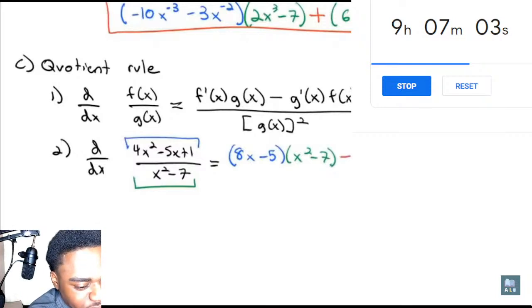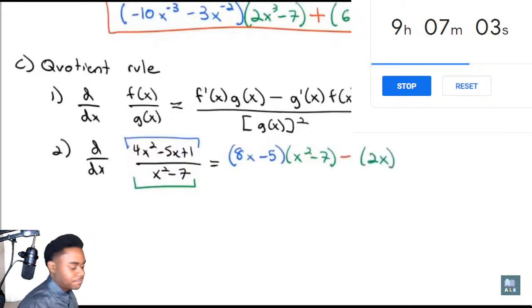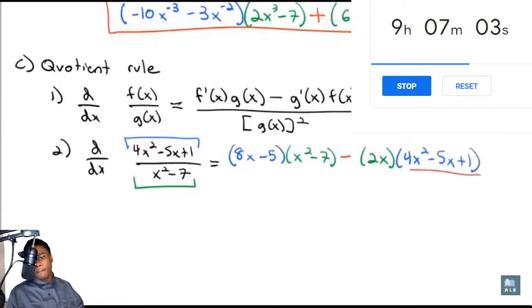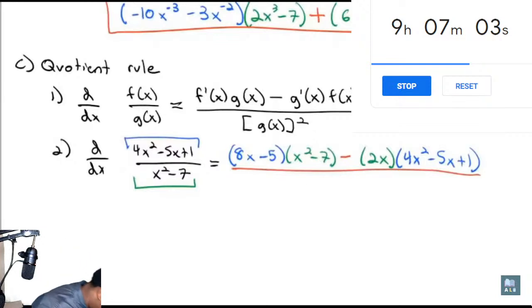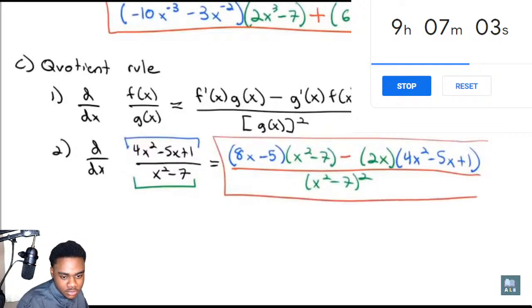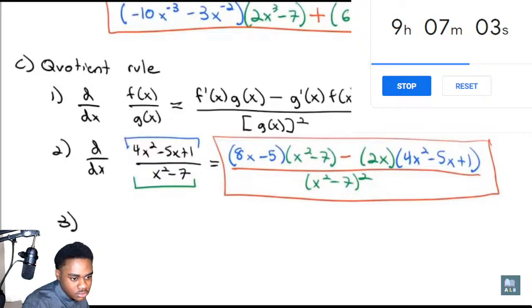Then we subtract the derivative of the denominator. x squared becomes 2x, times the numerator, which is 4x squared minus 5x plus 1. And then in the denominator, we take the old denominator, x squared minus 7, and we square it to get our final big, ugly, but correct derivative. This formula takes a little bit of practice to get really comfortable with, but it certainly is much nicer than doing it with the derivative formula.